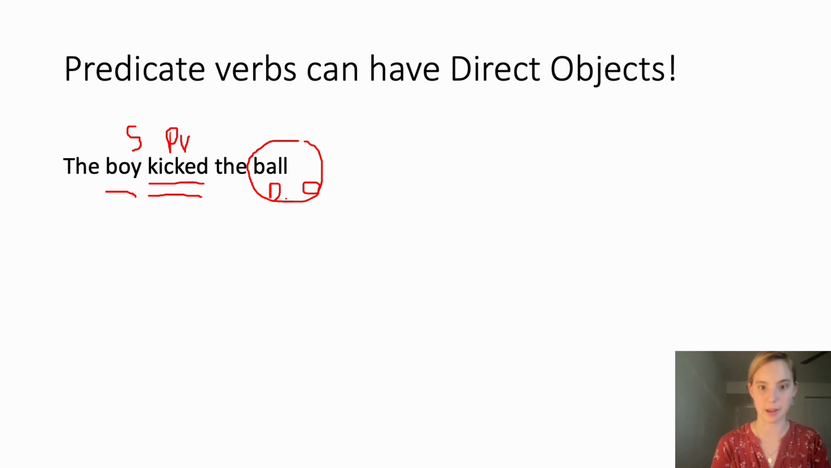And then to finish the sentence, all we have to do is figure out what all of these other modifying words are. And in this sentence, it's very straightforward. The is an article that will always be an adjective. Which boy? The boy. ADJ. Which ball? The ball. ADJ.